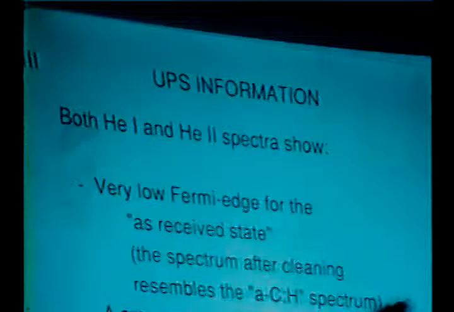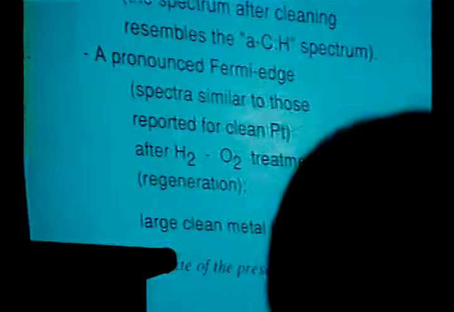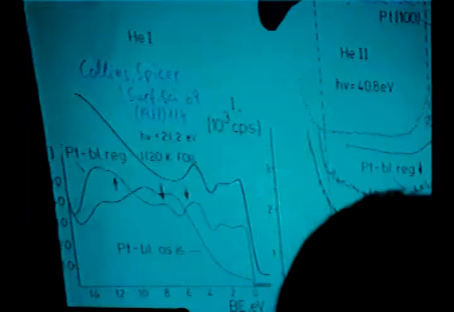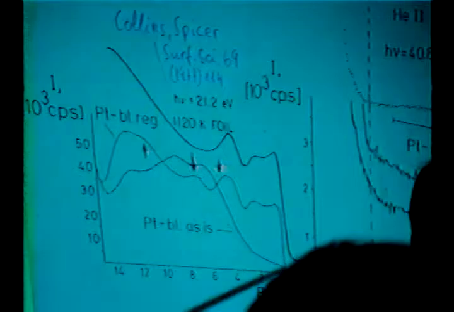Well, let us go into UPS information, which you certainly all know. It is a much more surface sensitive technique. There are some similarities which perhaps could be seen better if I show you an actual spectrum. Both helium 1 and helium 2 spectra are shown. I am going to show you the helium 1 spectrum first. In the as-received state, you see this double bump here with a low Fermi edge. It means that even in this impure state, the platinum contains some metallic fraction. After oxygen and hydrogen purification, we see a rather nice Fermi edge, which is comparable with the literature spectrum obtained with the platinum foil.